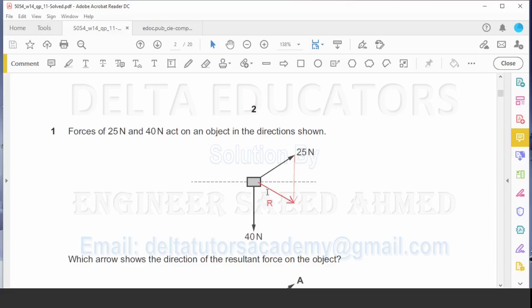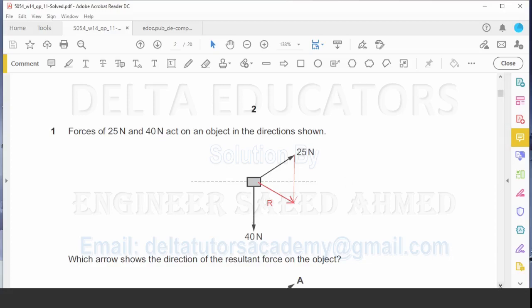How do we draw the resultant? Resultant we have to take from the tail of the first vector and we have to move towards the head of the last vector. So the last vector, or the second vector, is 40 Newton force and the first vector is 25 Newton force. So for the resultant we have to move from the tail of the 25 Newton force towards the head of the 40 Newton force. So this R is the resultant of these two forces.